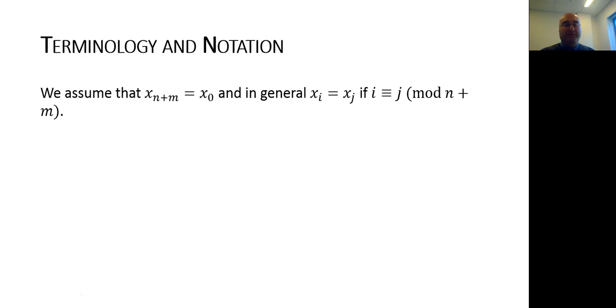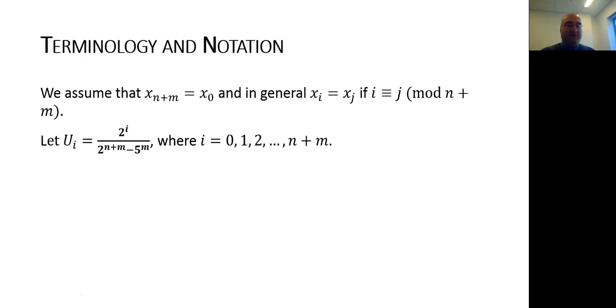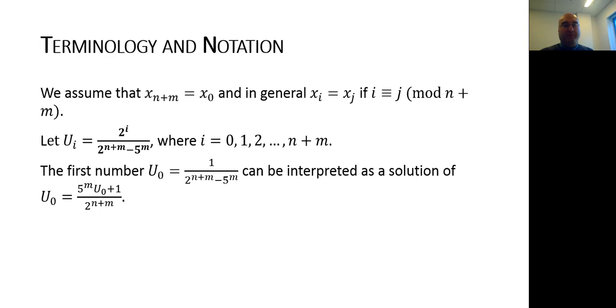Okay, I will do the same with numbers xi, which I did with sequence p. I will extend this sequence of numbers to the right and to the left by putting copies of these numbers infinitely many times. I will also need these numbers ui, 2^i divided by 2^(n+m) minus 5^m. These numbers will play a crucial role in the remaining part of the talk. So the first of these numbers, u0, can be interpreted as a solution of this linear equation.